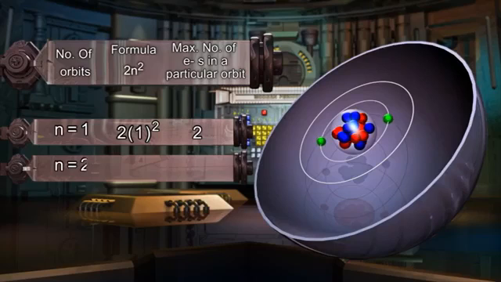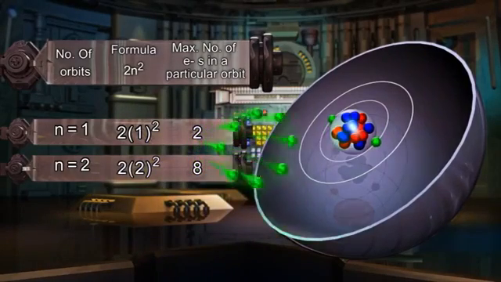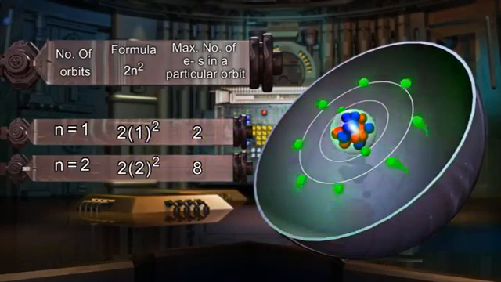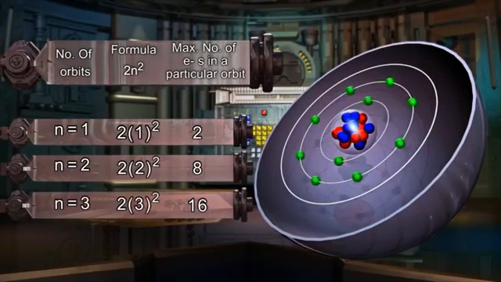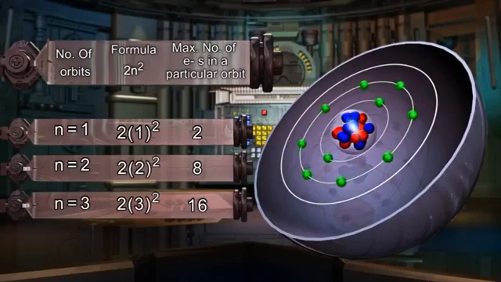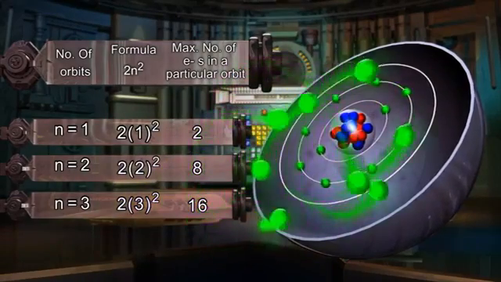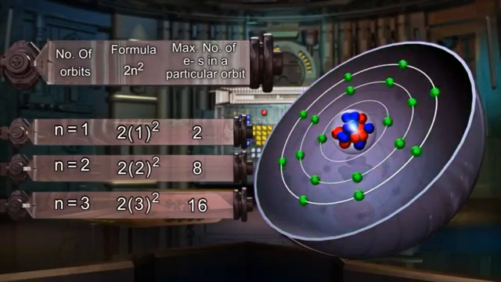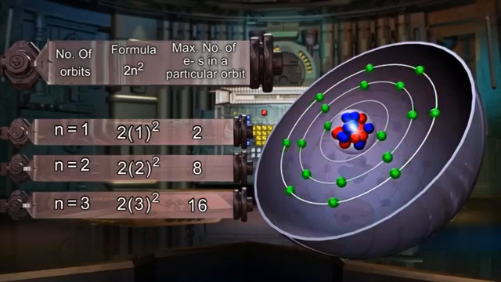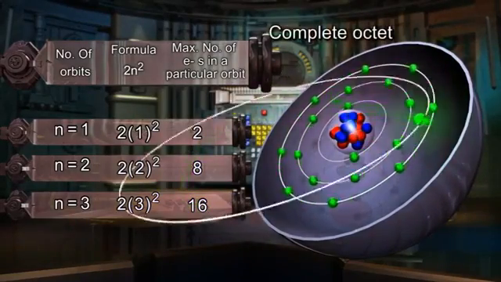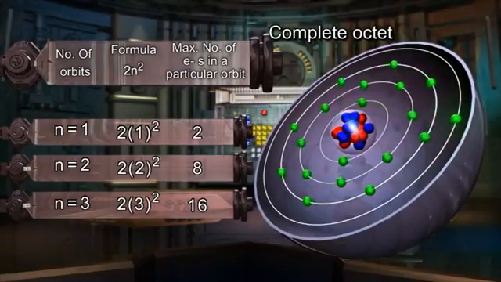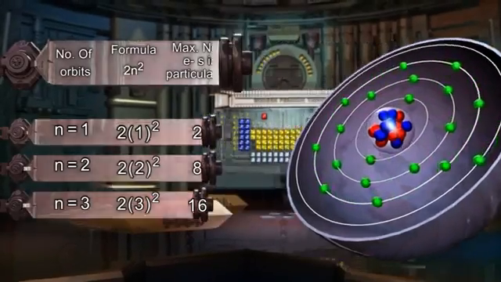Similarly, for the second orbit, n is equal to 2. 2n² equals 8. Hence, the maximum number of electrons that can be accommodated in the second orbit is 8. Although the third orbit can be occupied by a maximum of 18 electrons, when 8 electrons are occupied in the third orbit, a certain degree of stability is given to the atom. Hence, the next electron, instead of entering the third orbit, goes into the fourth orbit.